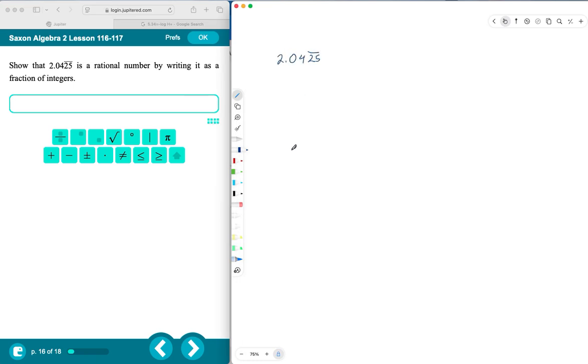2.0425 repeating. Turn that into a fraction. So this is the value of the number. We're going to multiply that number by 100 because there's 2 places here, so we want to use 2 zeros in this number, so it would shift correctly. So 204.2525 repeating. Okay.